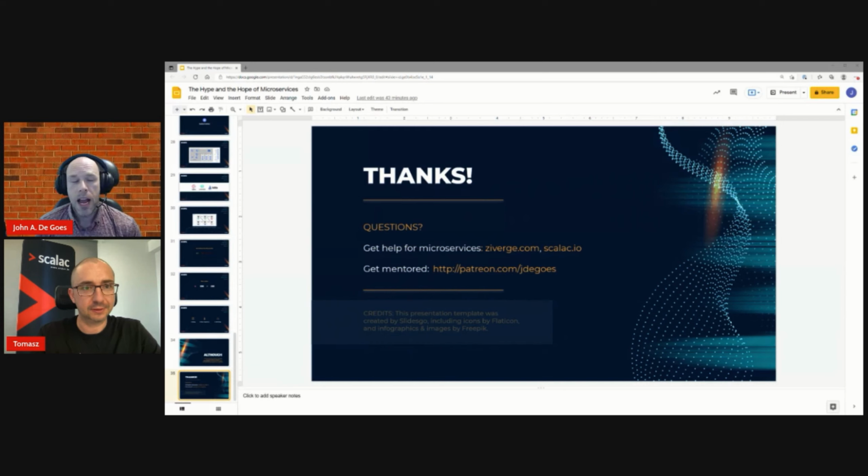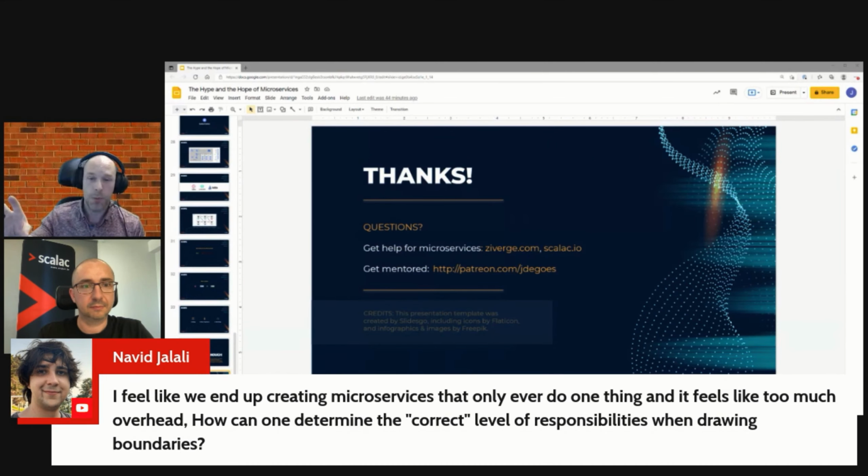That's a great question. I think there are two answers. The first one is that the overhead for creating and deploying microservices is too high. It's way too high. You should be able to create and deploy a new microservice in 30 minutes. Honestly, I believe that should be possible. It's not possible right now, but hopefully as we invest more into this space, it will become possible. And then the other thing is the correct level.